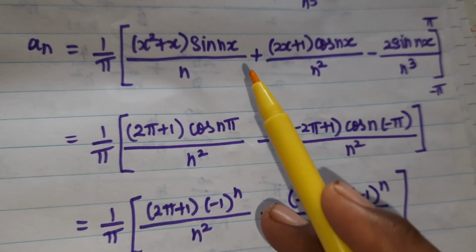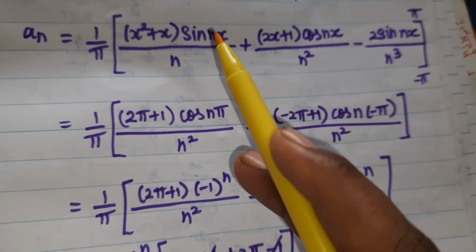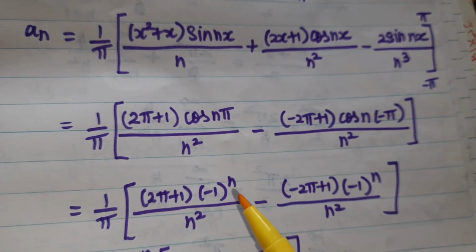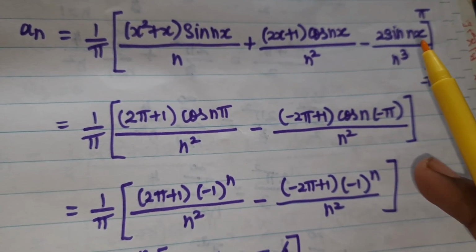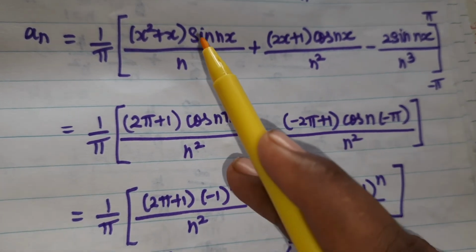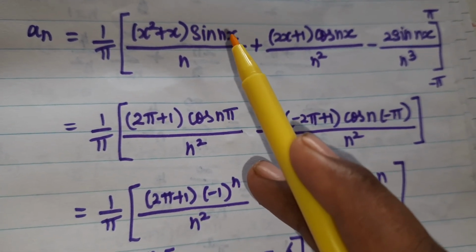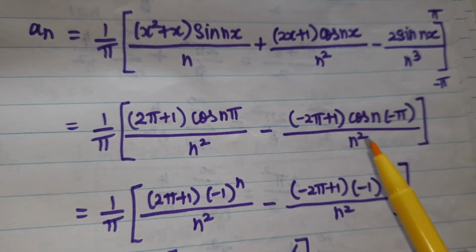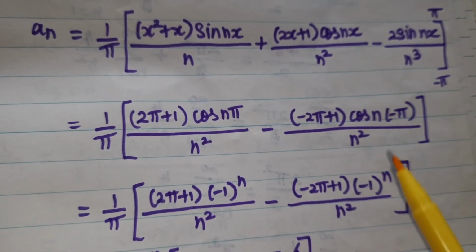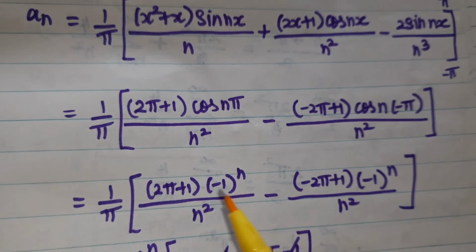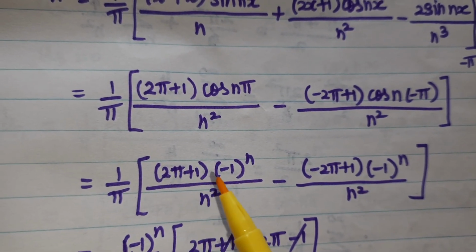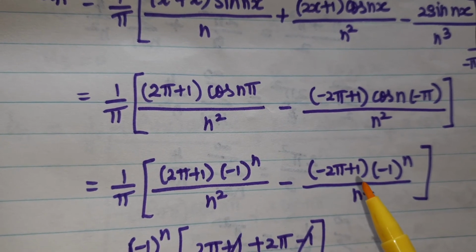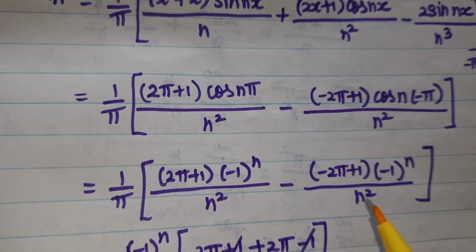We substitute pi, we get sin n pi is 0 and cos n pi. Here cos n pi is minus 1 the whole power n. Again sin of minus n pi is 0, and cos of minus n pi is cos n pi, again minus 1 the whole power n. Therefore 2 pi plus 1 into minus 1 the whole power n divided by n square, minus of minus 2 pi plus 1 into minus 1 the whole power n divided by n square.